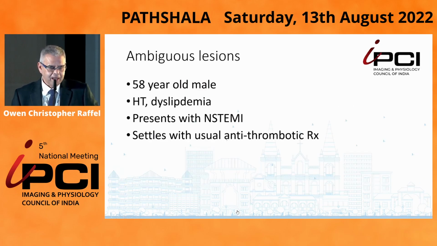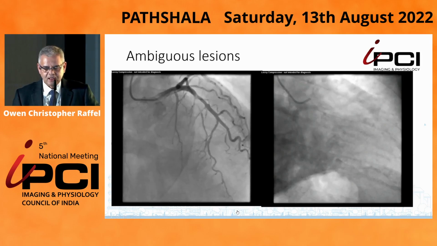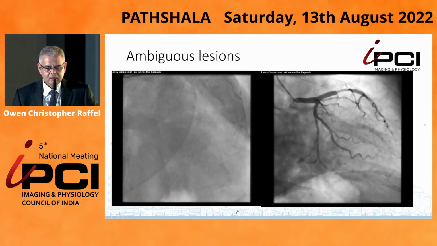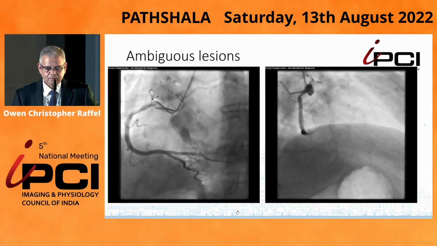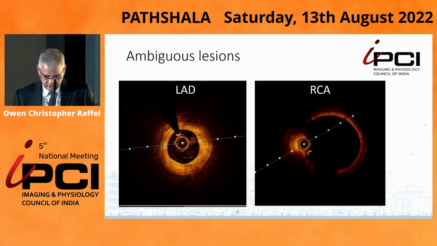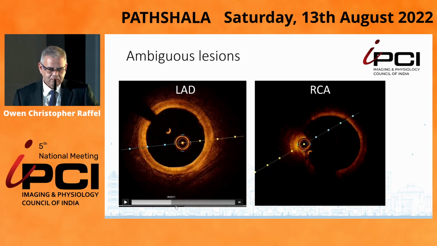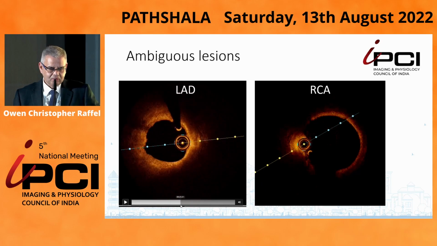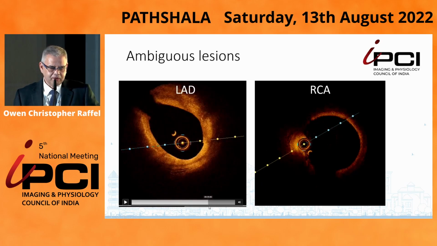So, 58-year-old male, hypertension, dyslipidemia, presents with a non-STEMI, settled with the usual antithrombotic therapy. This was a lesion in the LAD. But the RCA also had a lesion. So which is the culprit? So we did OCT on these two. LAD, you can see here, thrombus. This is the culprit, typical appearance of erosion.